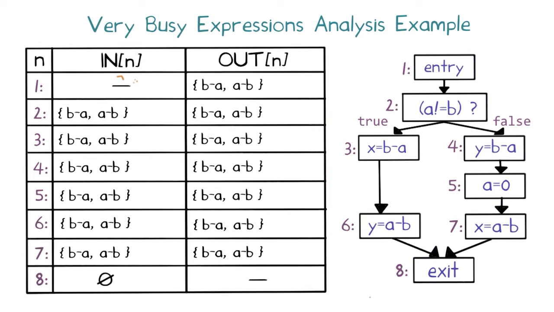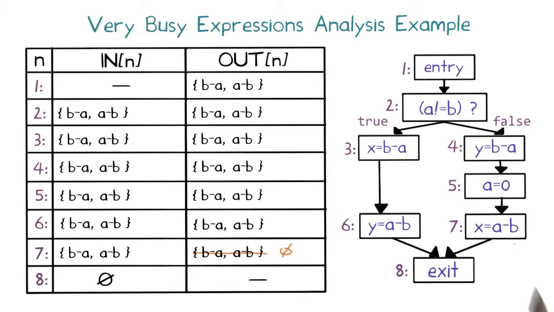Next, the algorithm repeatedly picks one of the remaining nodes and applies the two rules that update their in and out sets. For instance, it updates the out set of node 7 to the empty set, reflecting the fact that no expressions are very busy at this point.